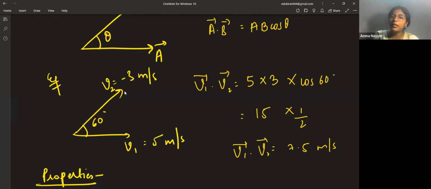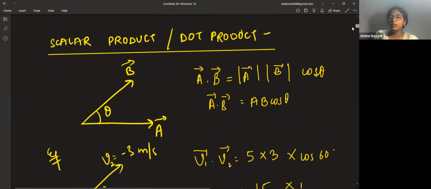This is how we have to solve. Magnitude of first, magnitude of second, multiplied by cos theta. Quickly note it down, then we'll see properties of the dot product. This is helpful when you will get the final answer as a scalar.